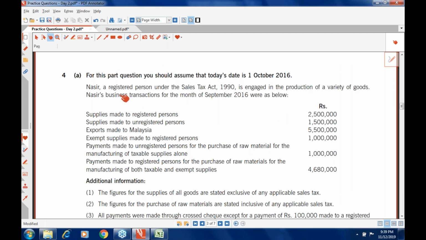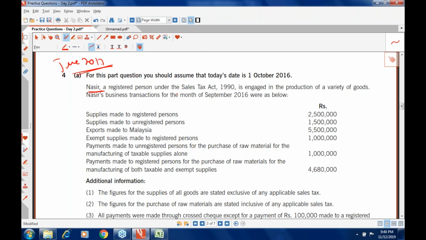Now let's talk about the next question. This is a question from the June 2017 exam session. The name of the question is Nasir. Let's have a discussion. I'm not going to be solving this question. I will be discussing this question only, and I'm going to solve a few other questions.